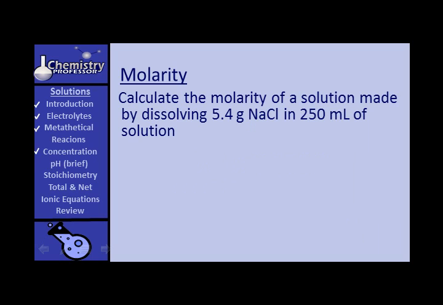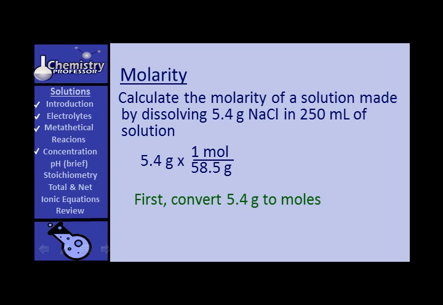Calculate the molarity of a solution made by dissolving 5.4 grams of sodium chloride in 250 milliliters of solution. We're going to use a 250 milliliter volumetric flask. Well, we first take our 5.4 grams and convert it to moles. So we take our 5.4 grams and multiply it by 1 mole over 58.5 grams per mole. That tells us how many moles we have.